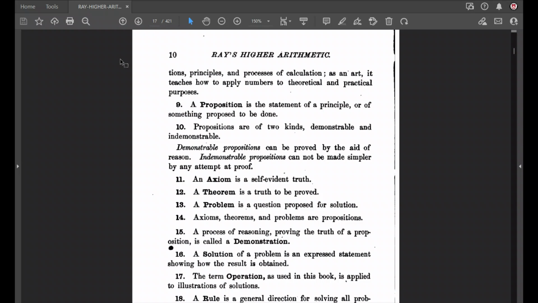So we learned about propositions in Article 9. Propositions are statements of principles or something proposed to be done. We learned that there are two kinds of propositions, demonstrable and indemonstrable. And then we learned the definitions of axiom, theorem, and problem. Are we at time-wise? 31 minutes. Good. Okay. So Article 14, axioms, theorems, and problems are propositions.